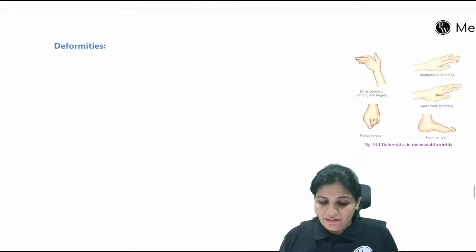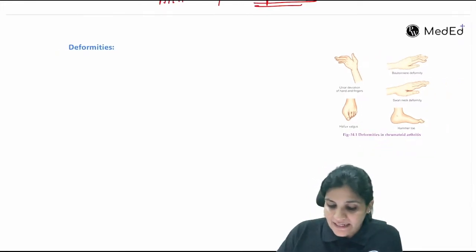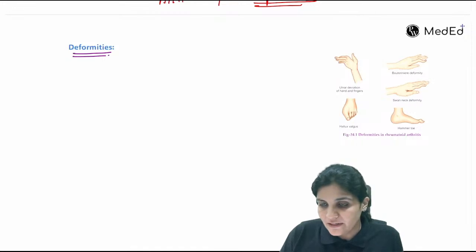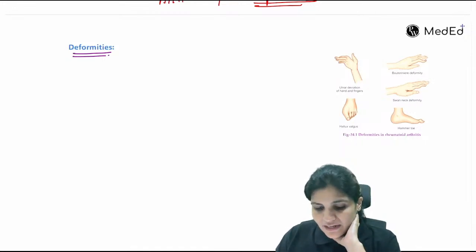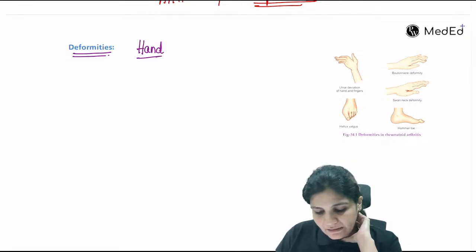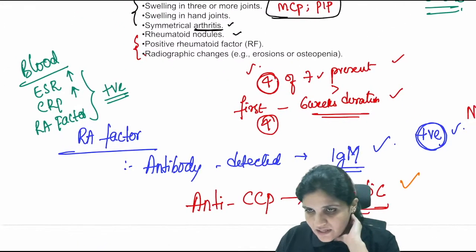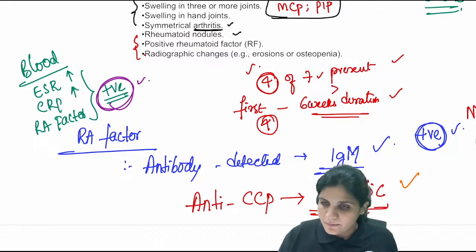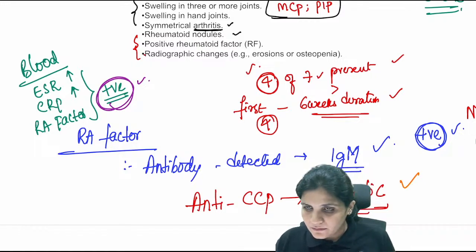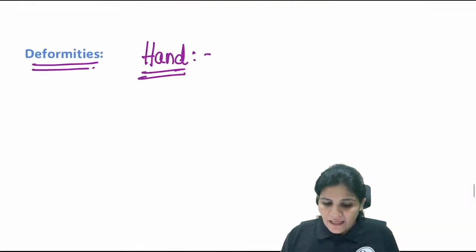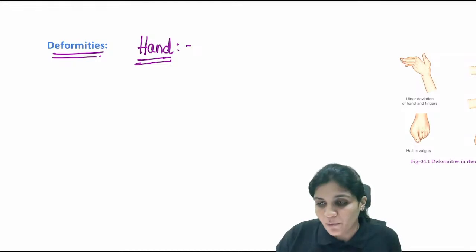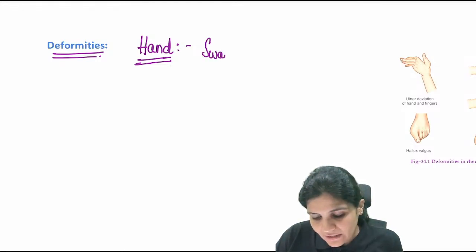Then the deformity. One of the most important things in rheumatoid arthritis is the deformity. There are various deformities which you have to remember. The most important deformities are in the hand. If it is rheumatoid arthritis, then RA factor will be positive. Now the very important deformities in the hand are the swan neck deformity and the boutonniere deformity.